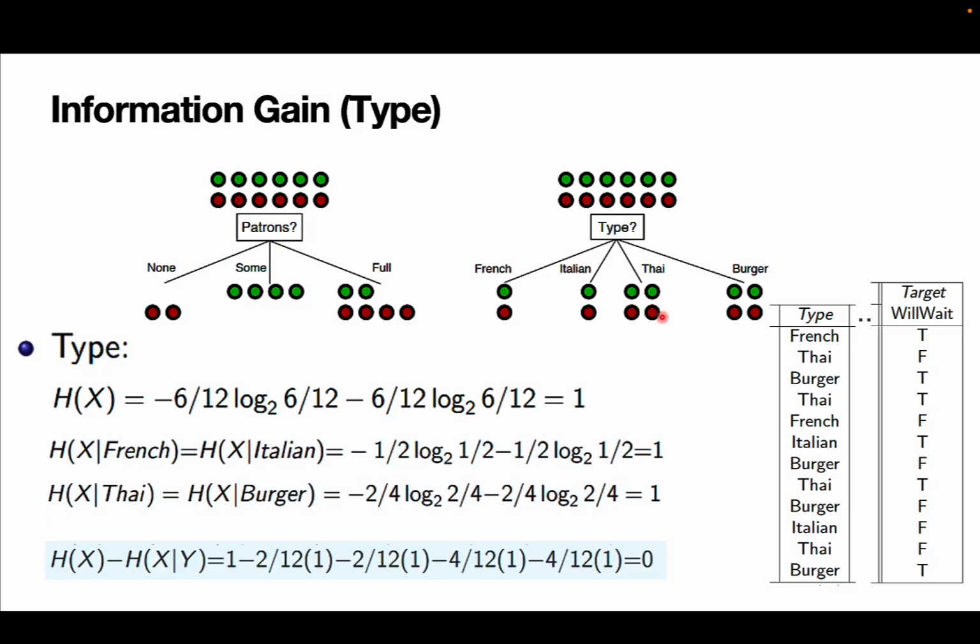Now we compute the information gain, and in this case, we can see the weighted average and the conditional entropy. So 1 minus the weight of the French multiplied by the entropy of French, the weighted average for Italian, Thai, and burger. And here we end up with an information gain of 0. So it's clear that an information gain of 0.5 something is much better than 0.